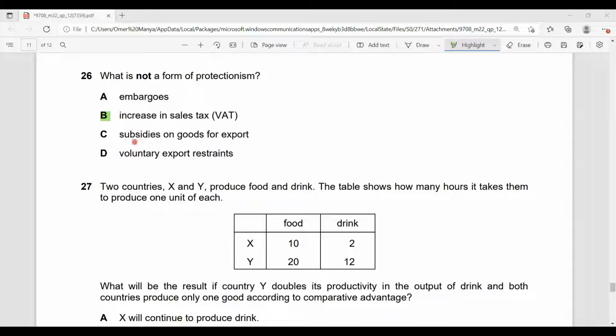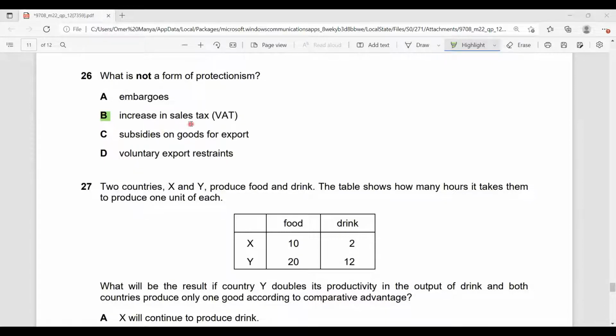The next, C, subsidies on goods for export. This is when the local government provides subsidies to domestic producers in order to lower their cost of production, lower the final price of the product or service, and therefore make the product more desirable in the export market. It's a form of protectionism. It protects the domestic industries against foreign competition. D, voluntary export restraints. This refers to when an exporting country limits the amount that they export to another country. Again, it's a form of protection against free trade.